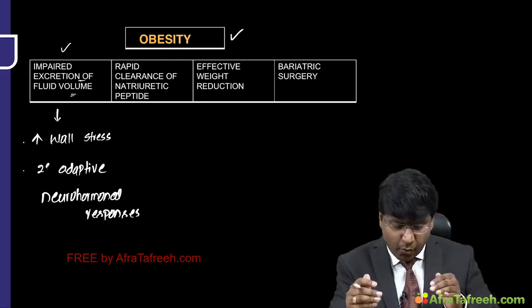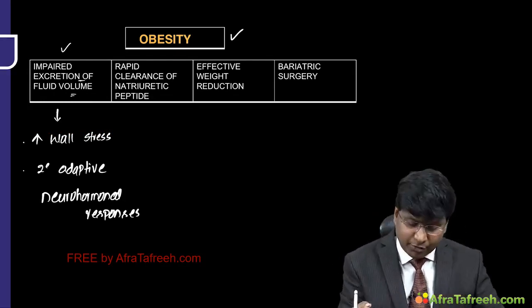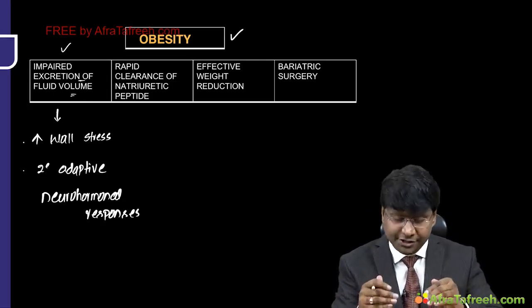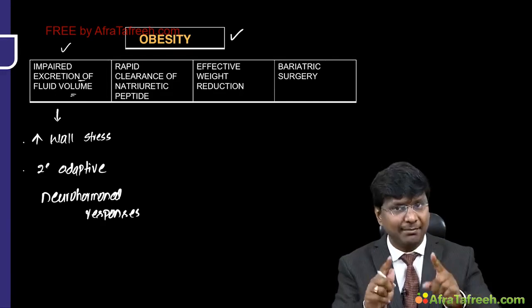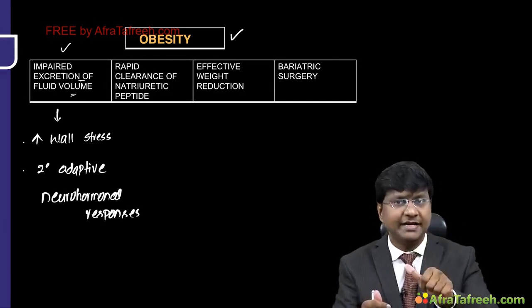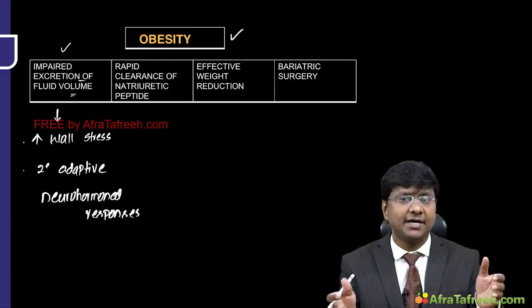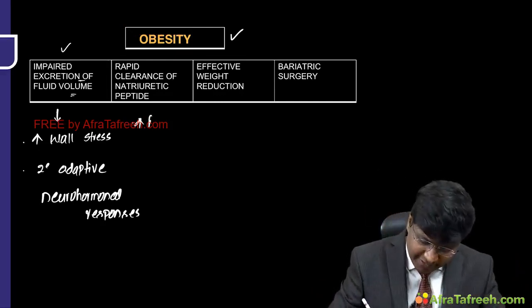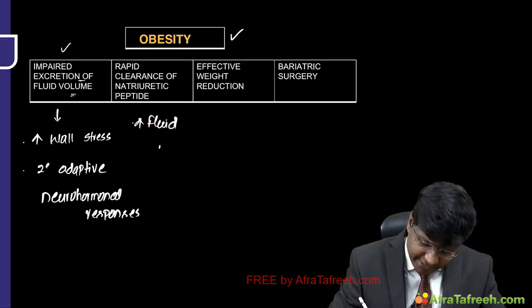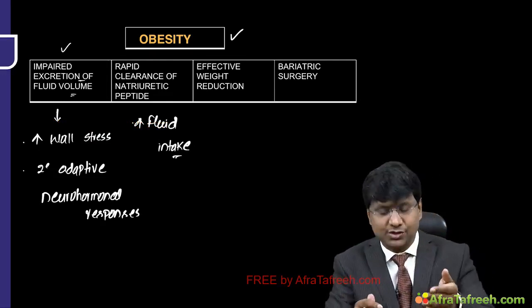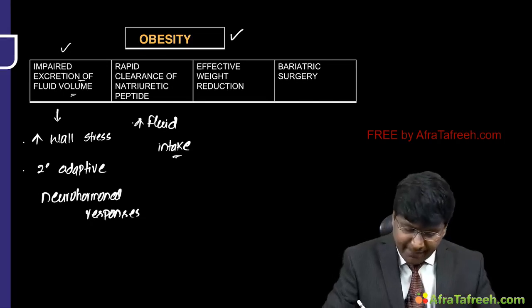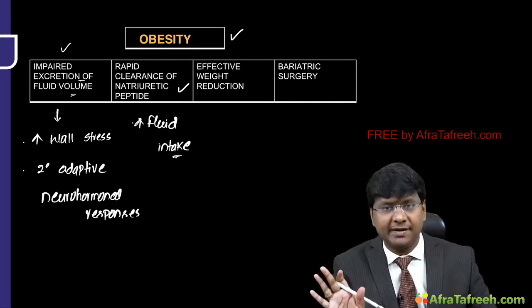Now, the point is why there is impaired excretion of the fluid volume in patients with obesity. The fluid retention is aggravated, number one, by fluid intake by the individual, because the body surface area or the body mass is more, so he will require more and more water. So, one point is the increased fluid intake. Another very important point is that the adipocytes, or the adipose tissue, will cause rapid clearance of the natriuretic peptide.